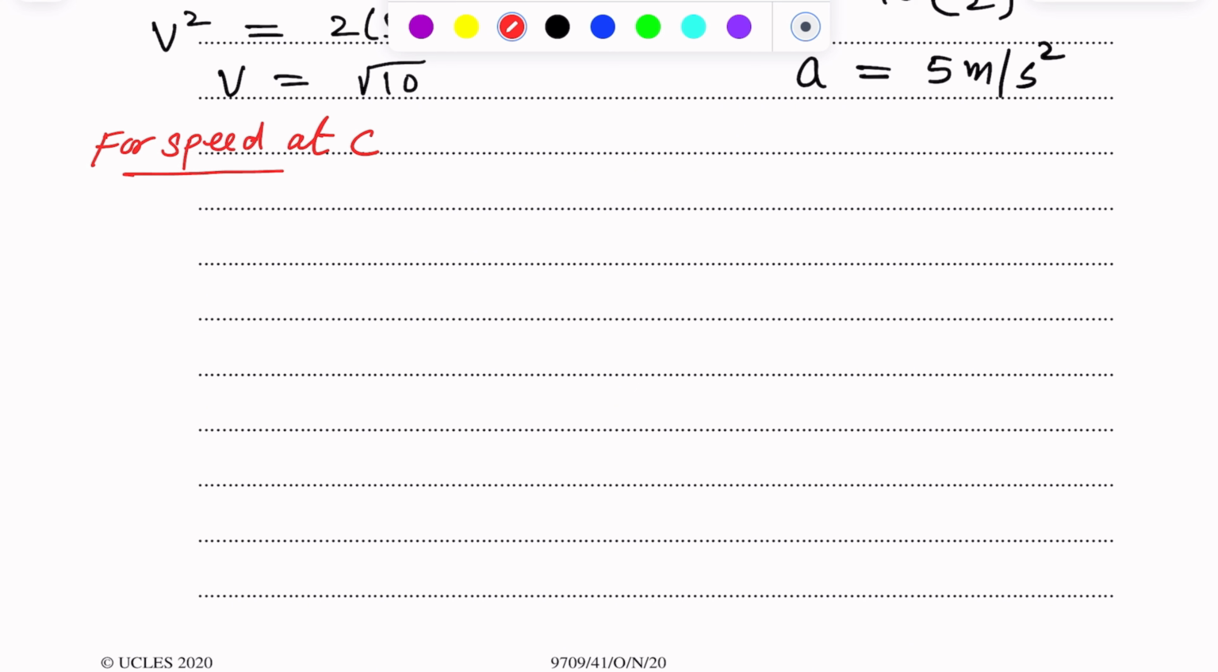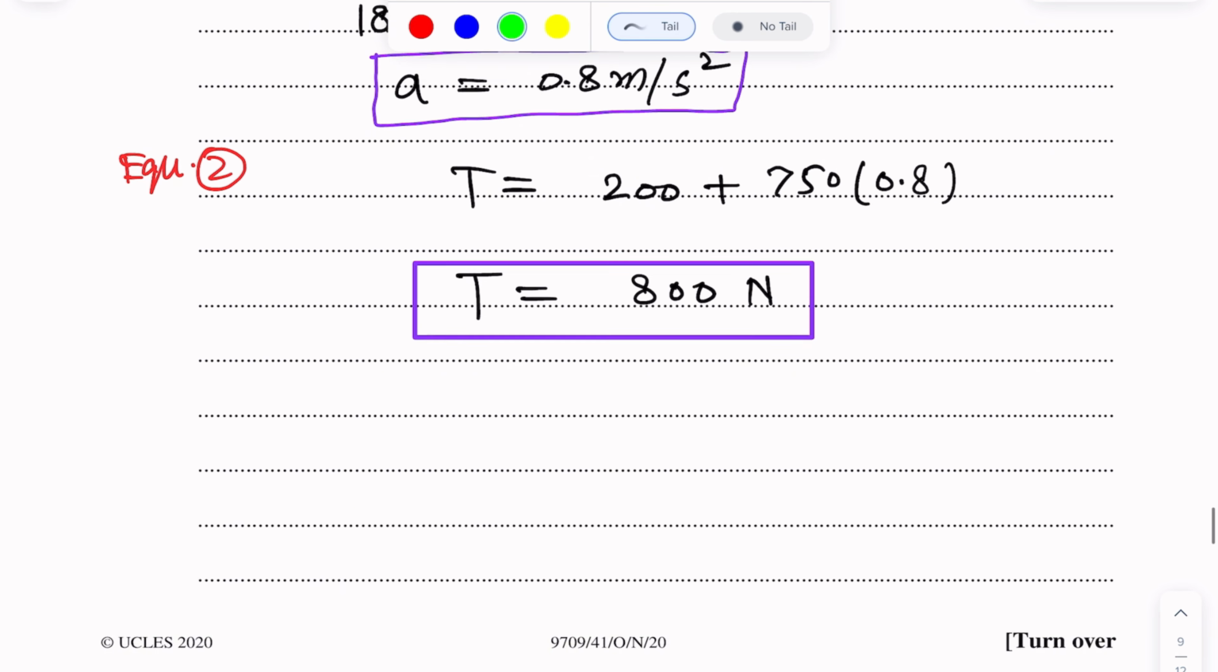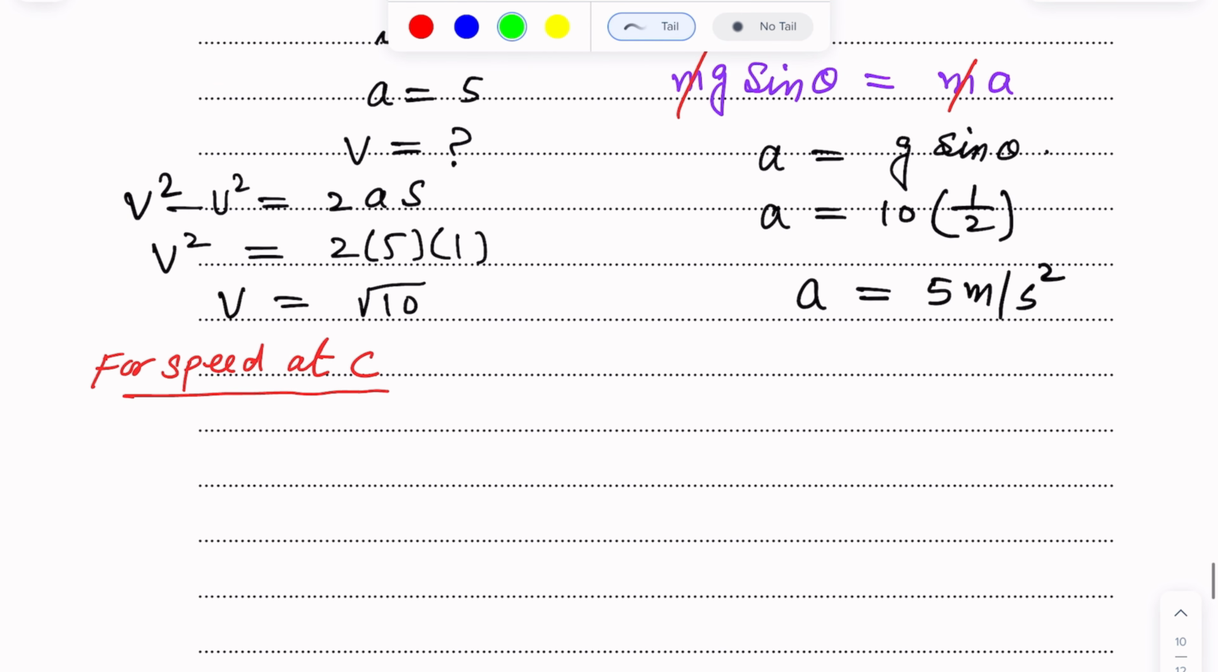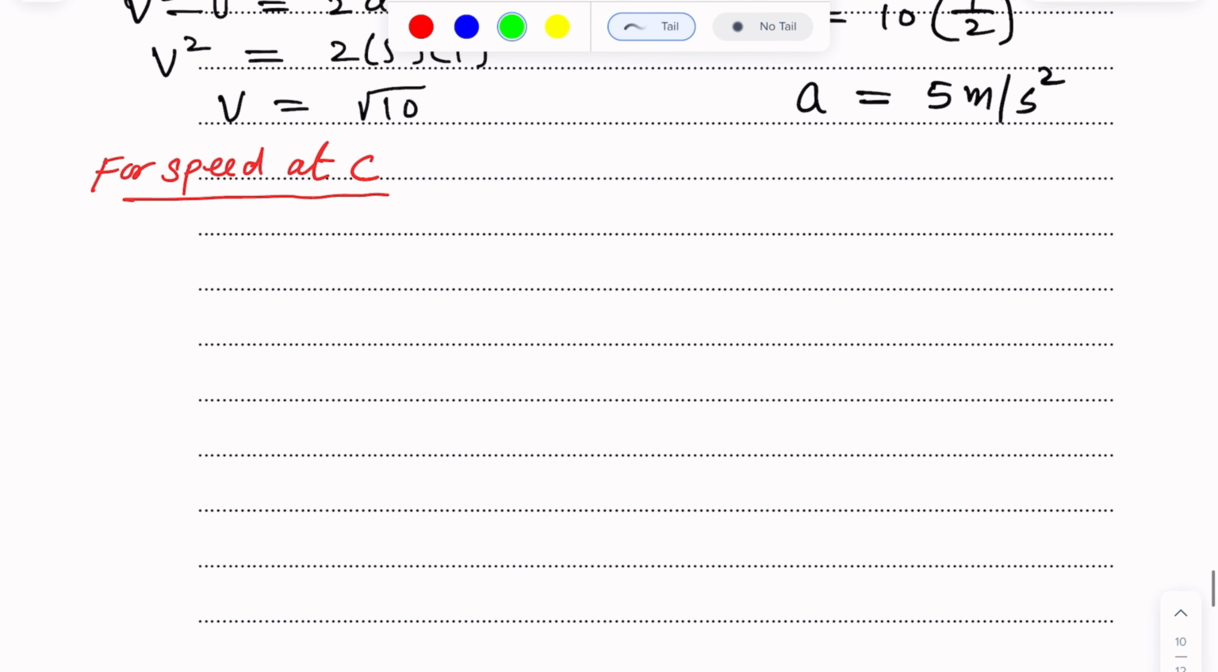at point C, we have initial speed. Now we are taking the speed we have already found, the speed of the particle at point B. We are taking an initial speed root 10. Final speed we have to find. Now we will find acceleration, and the distance we have is 1 meter. So first we will find acceleration.